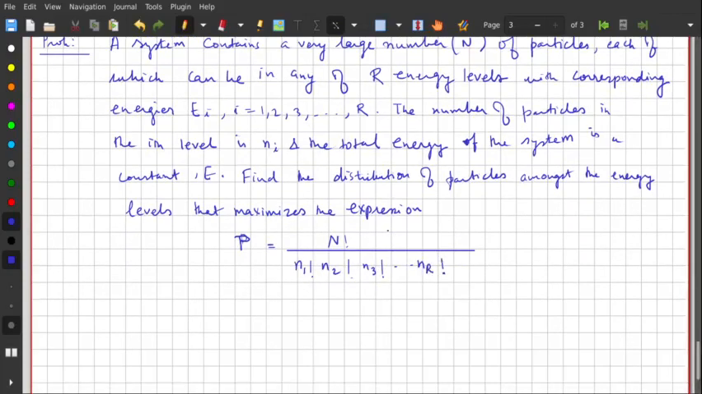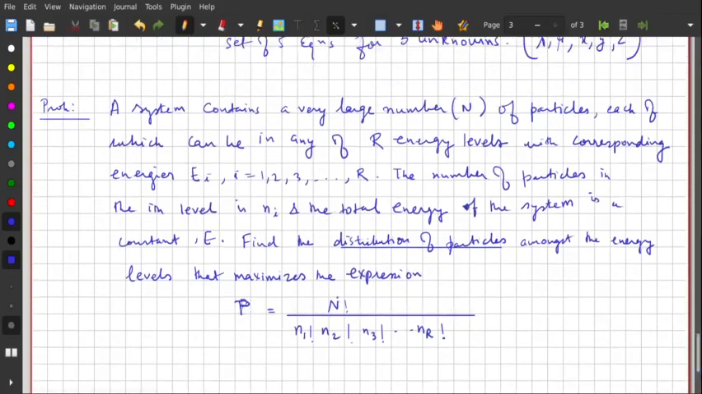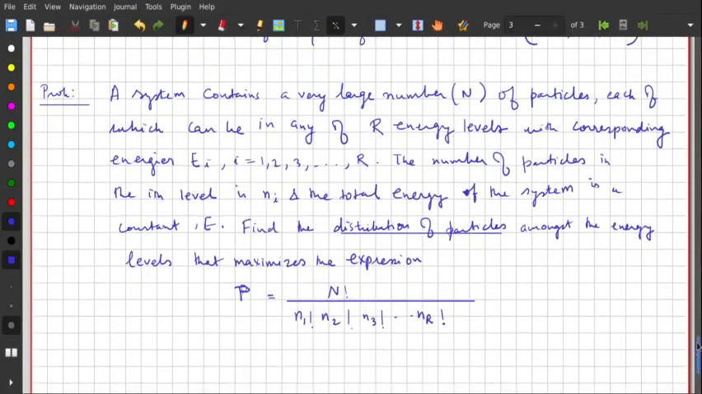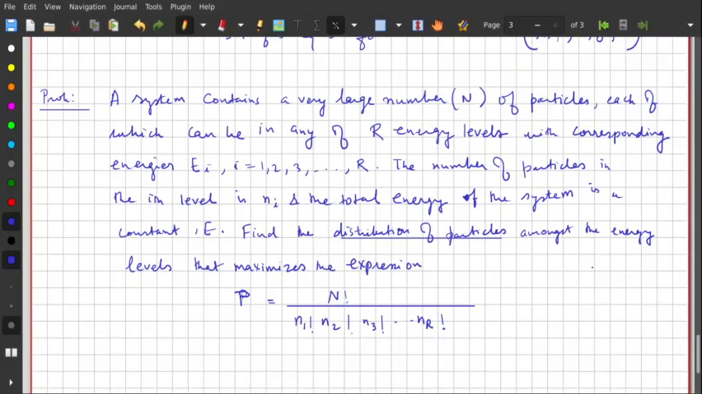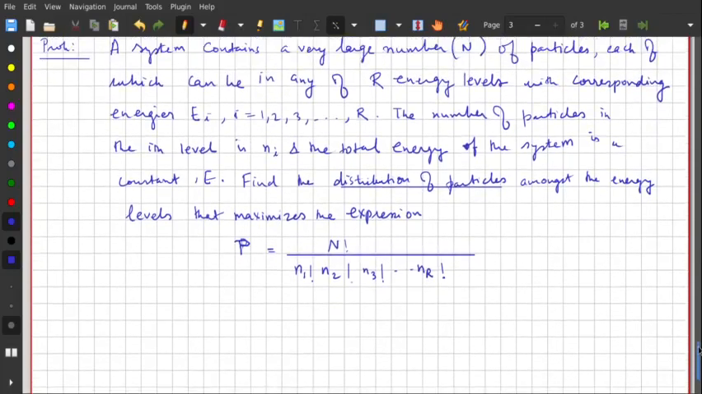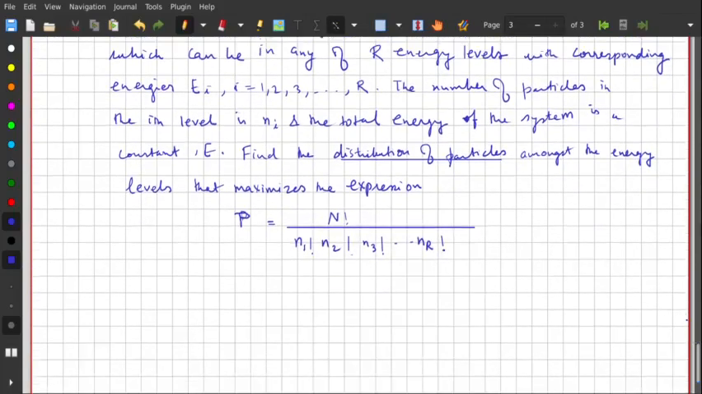Okay, so if you see this, what we want is to find what should be the particle distribution, or let's say what is the distribution of particles among the various energy levels, such that this expression is maximized. And if you see, this is P. What is P denoting? It is telling us the number of ways in which we can arrange N particles in R energy levels. So that's the expression for the total number of ways that we can do it. And if we want to maximize this, that maximization brings us to the idea of the most probable distribution that we will see in the parallel lecture videos.